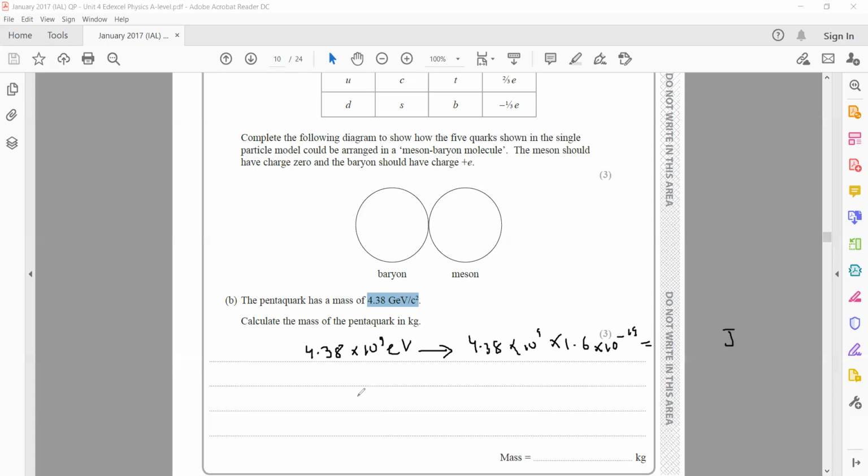After getting energy in joules, you will use the formula E equals mc square. When energy is in joules and the speed of light is the constant 3 exponent 8, you can find the mass in kilogram.